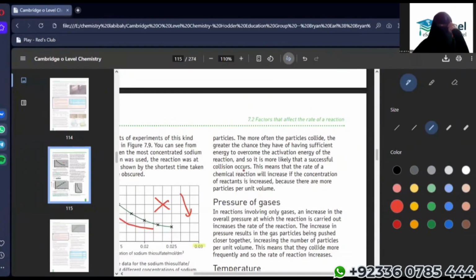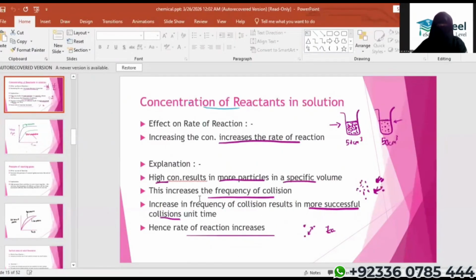And overall, we know that increase in concentration will increase the rate of reaction because there are more particles per unit volume. And so, if there are more particles in a specific volume, this increases the frequency of collision. Increase in frequency of collision will result in more successful collision per unit time. And these successful collision will have energy greater than or equal to activation energy. Hence, the rate of reaction will increase.